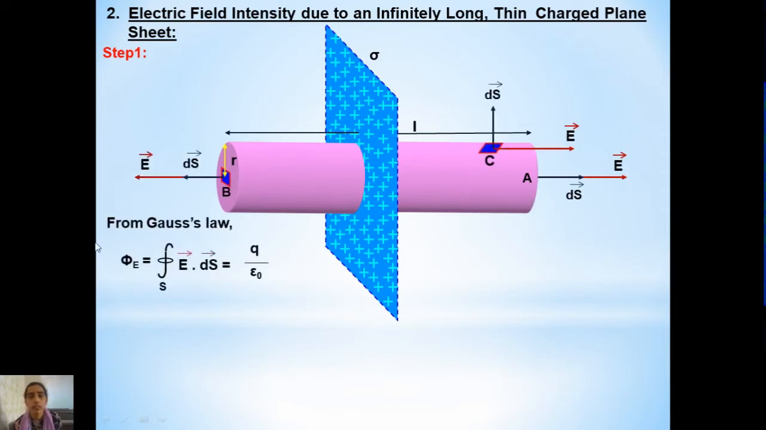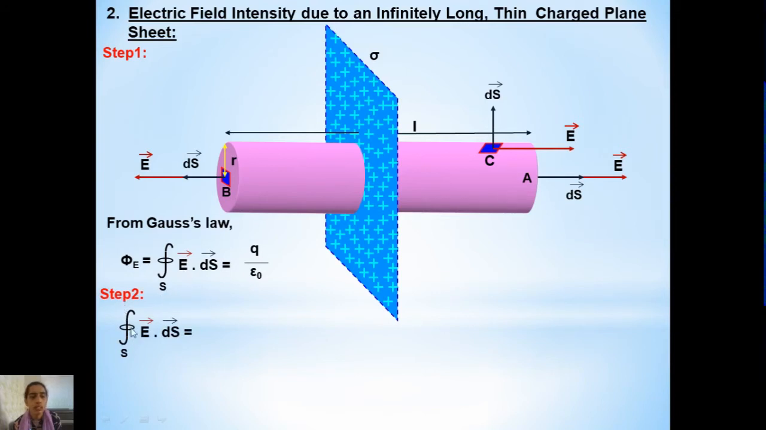Now considering Gauss law, what does it say? The total electric flux for a closed surface in free space is equal to Q by epsilon naught, that is, 1 by epsilon naught times the total charge which is enclosed within the surface. So on the left hand side we have the total electric flux. In the second step we are supposed to calculate this total electric flux.